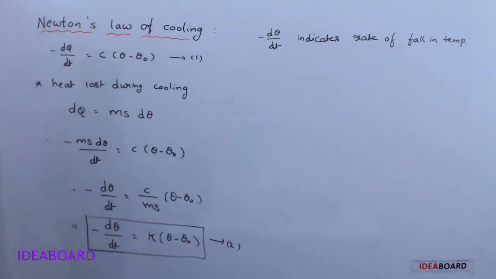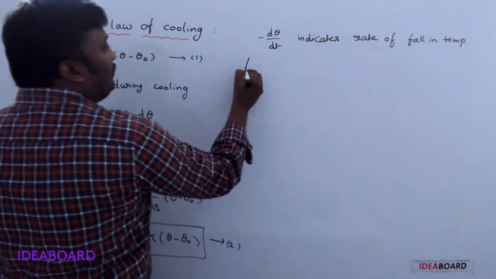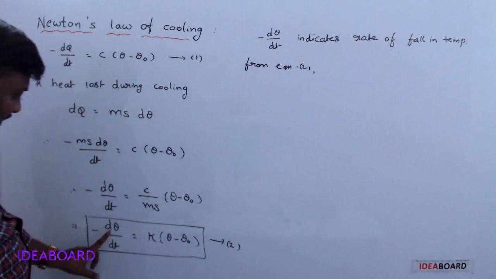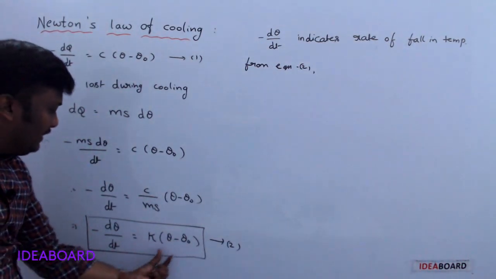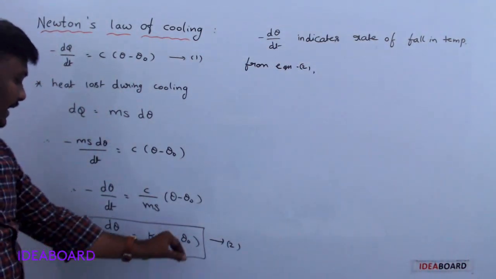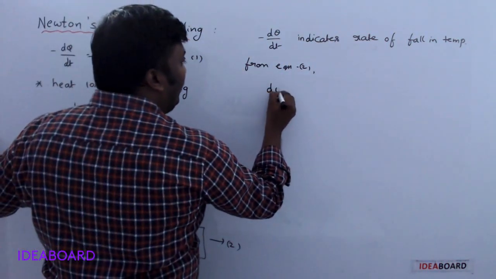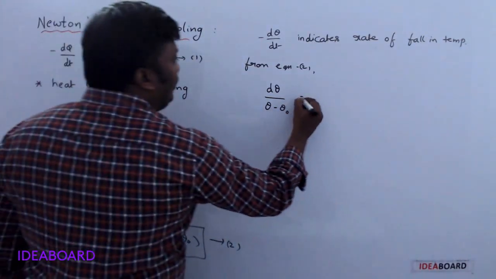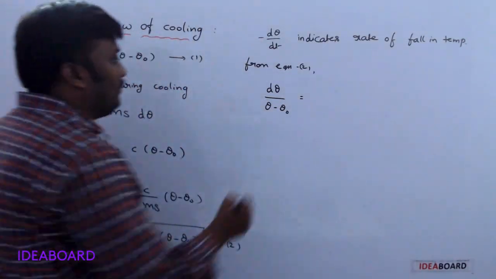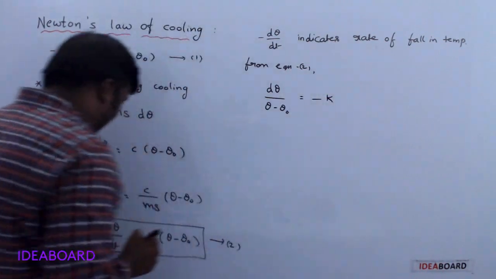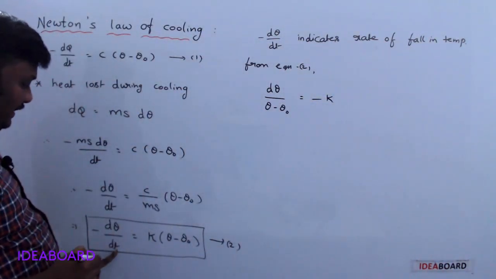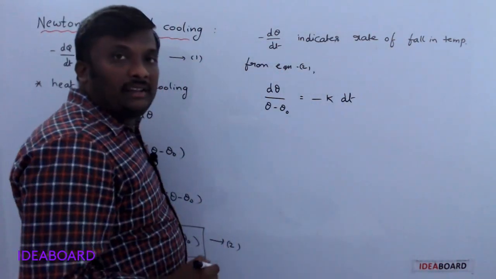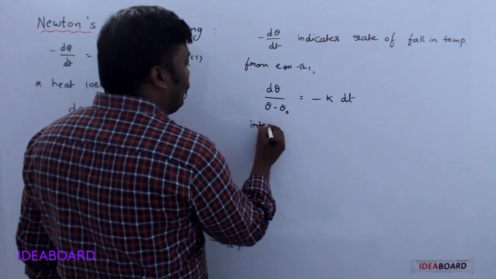Now from this equation 2, see properly, here d theta is coming, so theta minus theta naught will be taken to this side, dt will be taken to that side. Then d theta by theta minus theta naught is equal to minus k dt. If you take it to that side, it is multiplied. Understand? Now integrating on both sides.